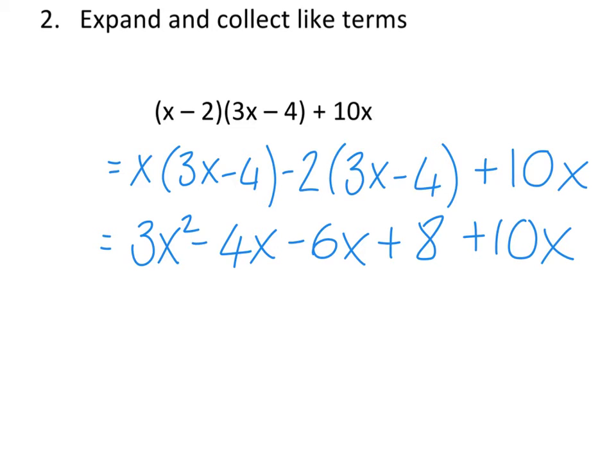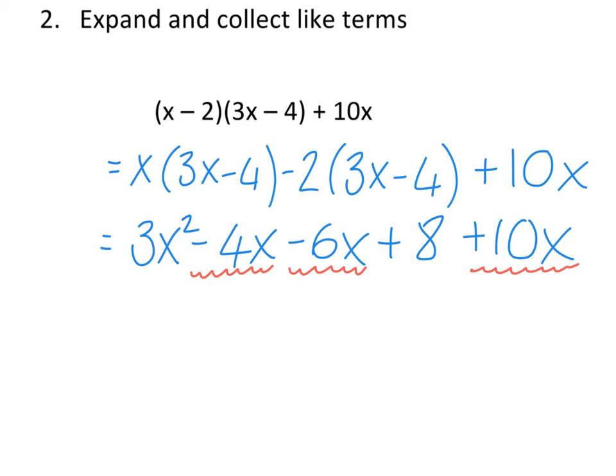What we want to do now is collect the like terms together. So if we look along our terms, we have a -4x here, and then a -6x, and later on a positive 10x. We have 3x squared at the front, but no other x squared term, and we have our plus 8 in the middle somewhere as well, but no other single number term.